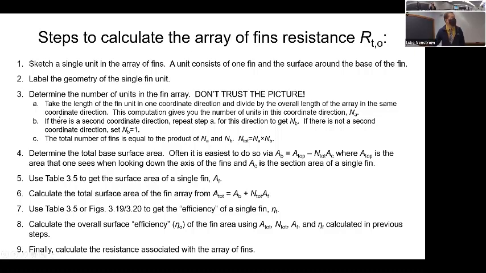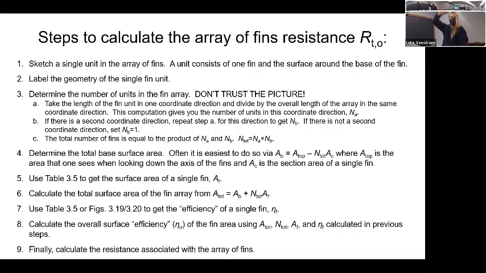So the way you get the number of fins is you take the length of the fin unit in one coordinate direction and you divide by the overall length of the heatsink in that direction. That's going to give you how many units you have in that particular direction. If there's a second direction, like there is in our problem here, we repeat that step for the second direction. That'll give us the number of fin units in one direction and the other direction, right?